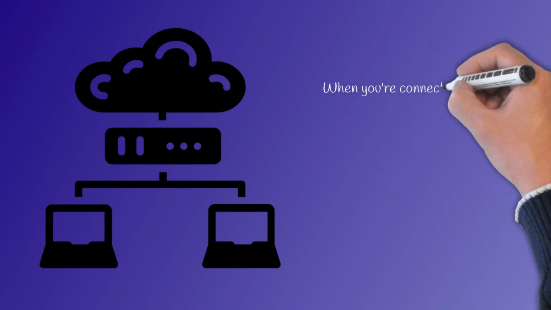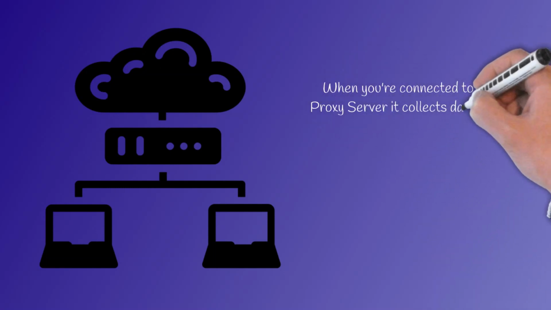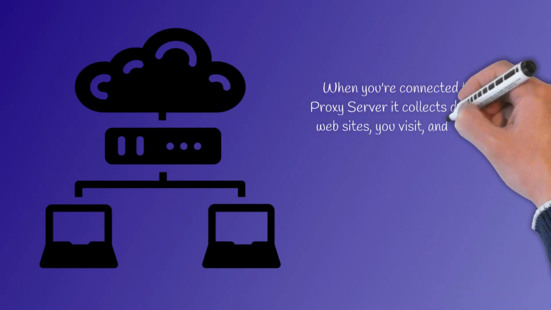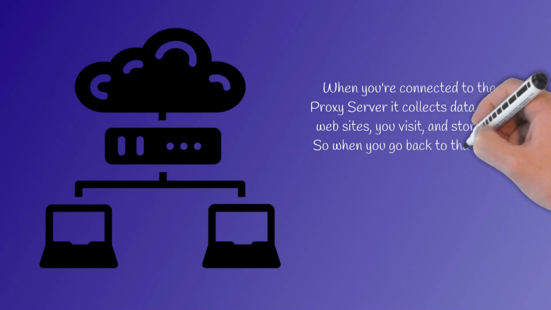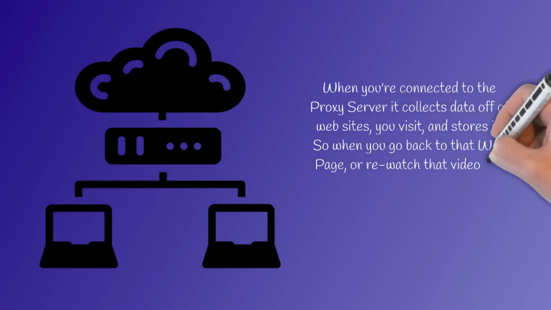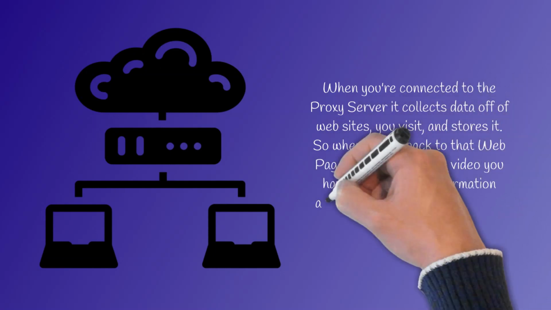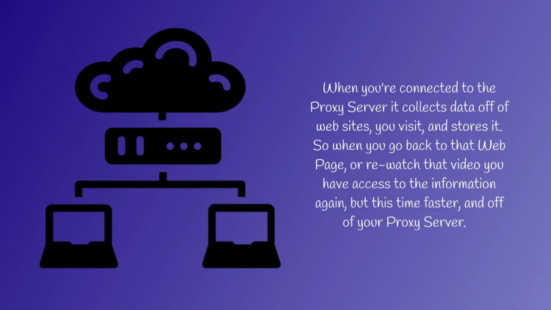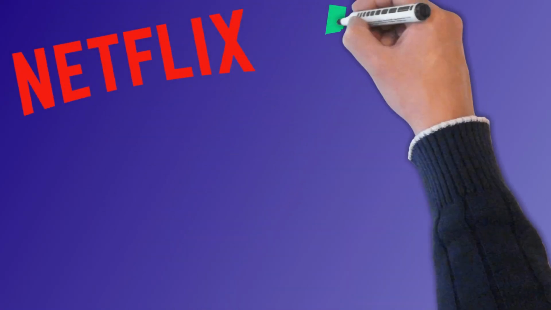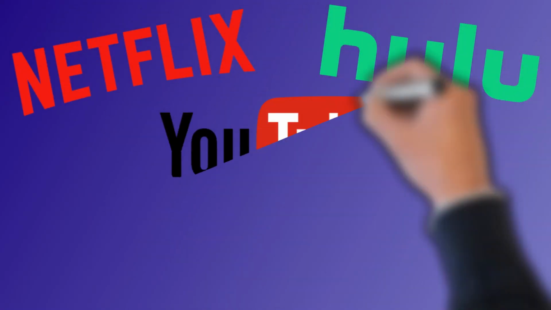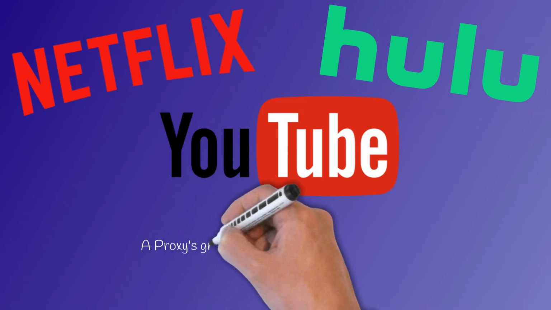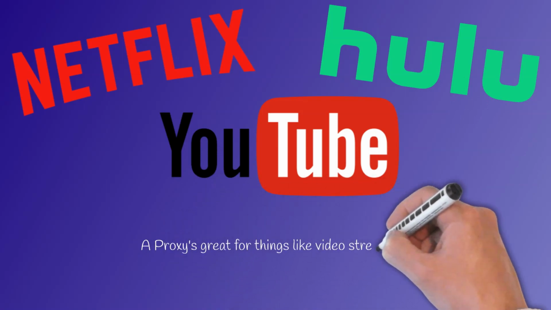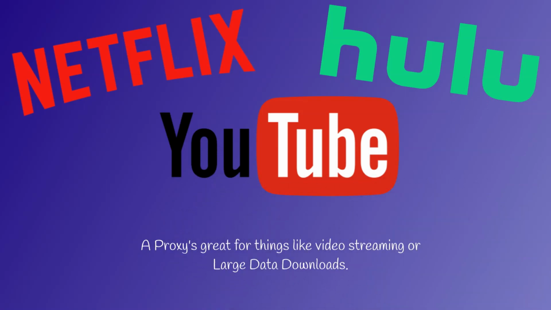When you're connected to the proxy server, it collects data off of websites you visit and stores it. So when you go back to that web page or re-watch that video, you have access to the information again, but this time faster and off of your proxy server. A proxy is great for things like video streaming or large data downloads.